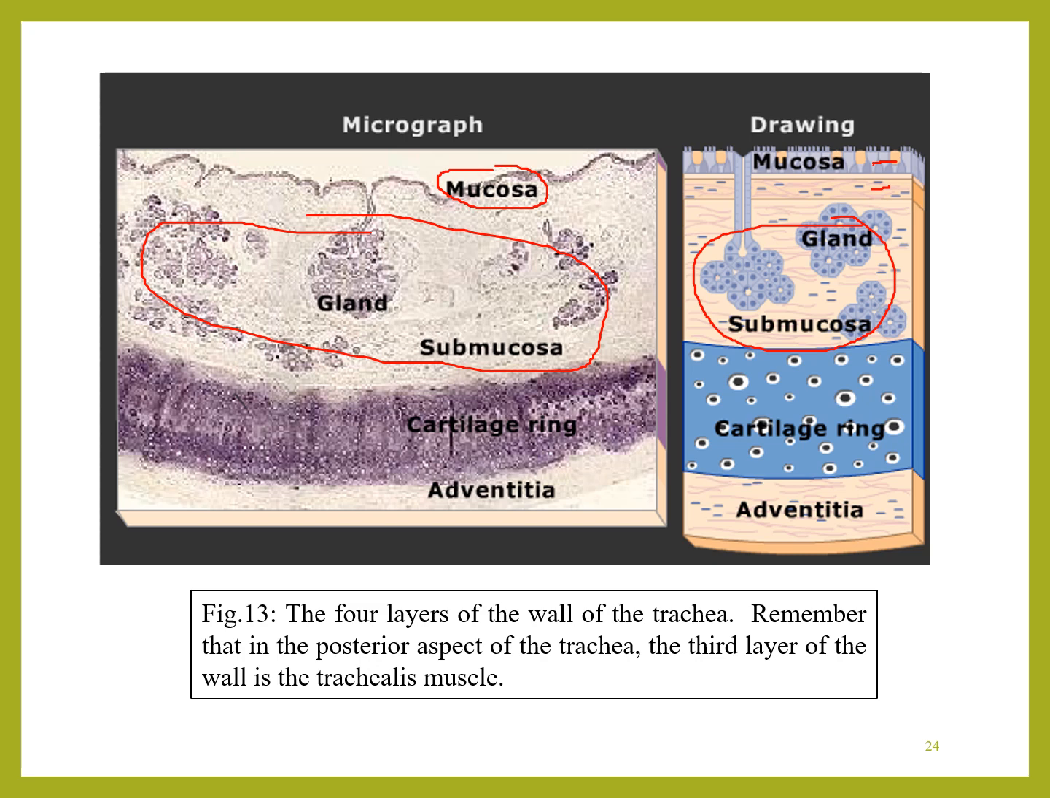Remember, between the lamina propria and the submucosa, I have a layer of elastic fibers, but because elastic fibers require special staining, I do not usually see them. And then the third layer is a layer of cartilage. However, posteriorly, the third layer is a layer of smooth muscles. And finally, the outermost layer is connective tissue adventitia.